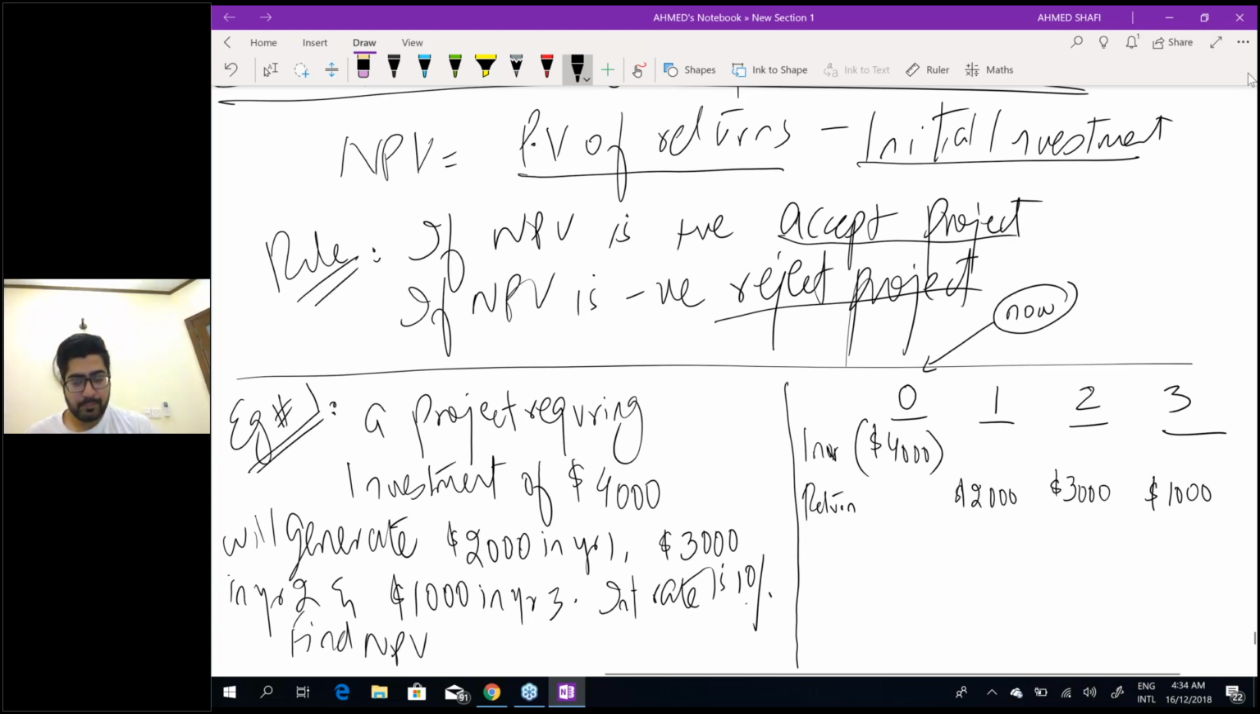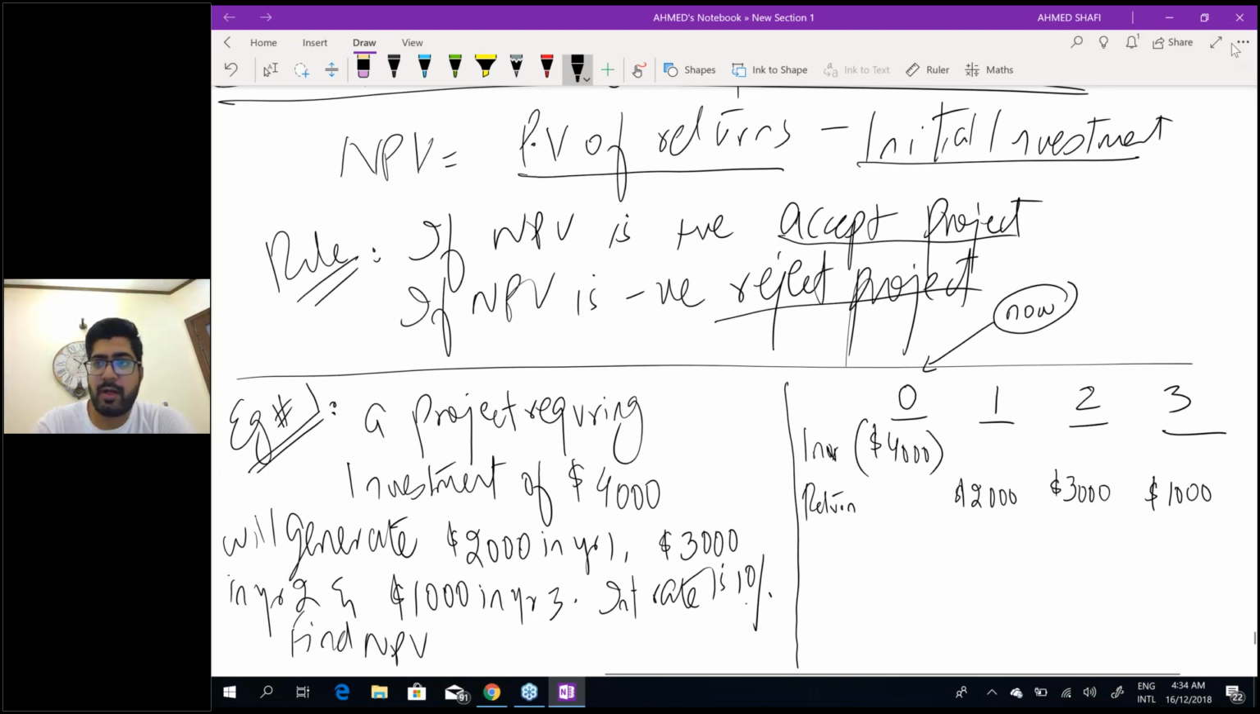Look at the format of NPV. First, you need to make the columns. It's a 3-year life, make 4 columns: 0, 1, 2, 3. In rows, record each and every inflow and outflow. The first, outflow, is investment, 4,000. And then returns are inflows: 2,000 year 1, 3,000 year 2, 1,000 year 3. Investment is always at year 0. If you find any other inflow or outflow, there will be more rows as we move forward in the classes, but at the moment there are only 2 rows, investment and returns. There can be another inflow or outflow, which we'll see later.